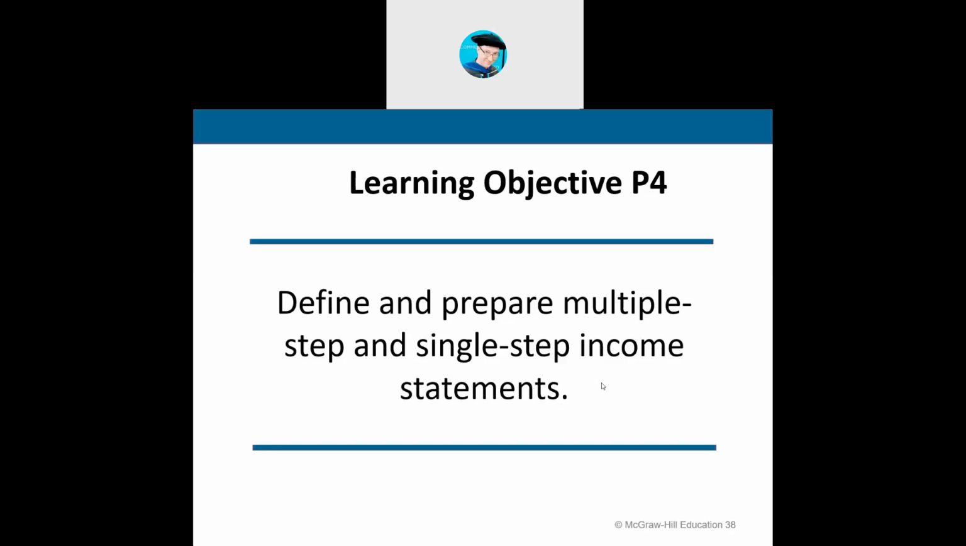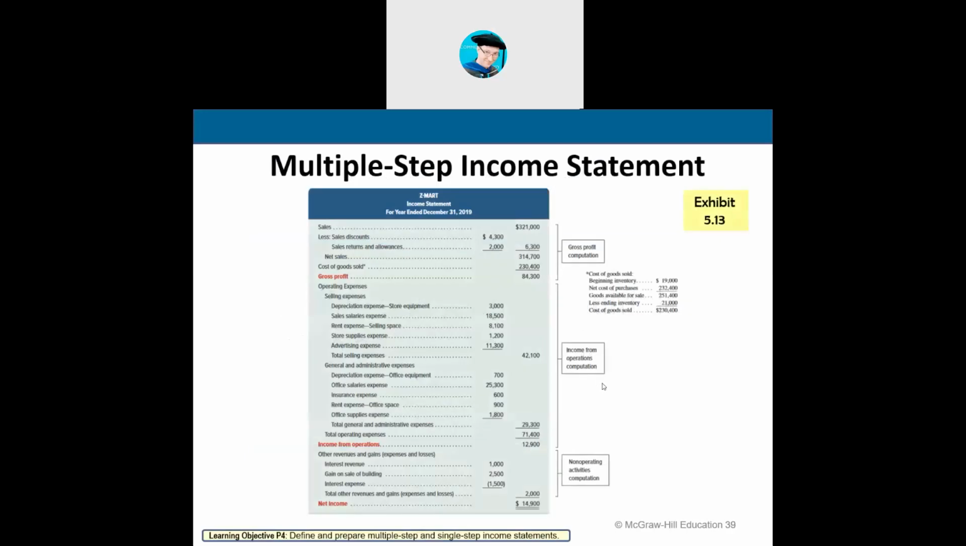There are 2 types of income statements that are possible. One is called a multi-step income statement. The other one is called a single-step income statement. They're both income statements. One has more detail on it than the other. Obviously, the multi-step is the one that has most of the detail, and let me explain that.